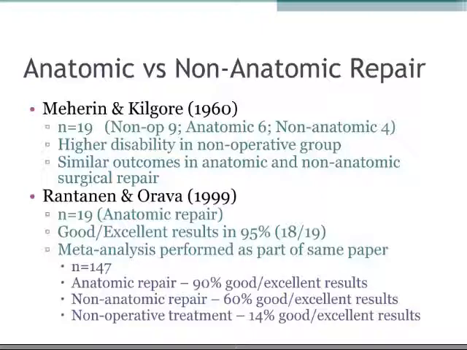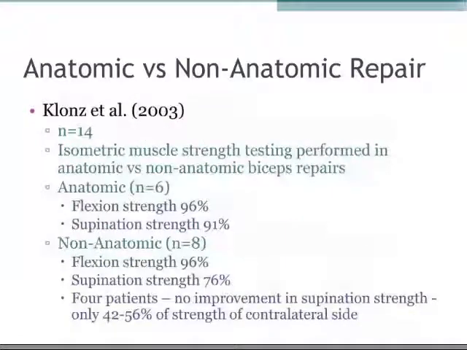Another study as well, by Cloons et al., performed an isometric muscle strength study, with only 14 patients. Supination strength on average was only 76% of the contralateral arm in the non-anatomic group. In fact, looking at only 8 patients, 4 patients had no improvement in supination strength after a non-anatomic repair.